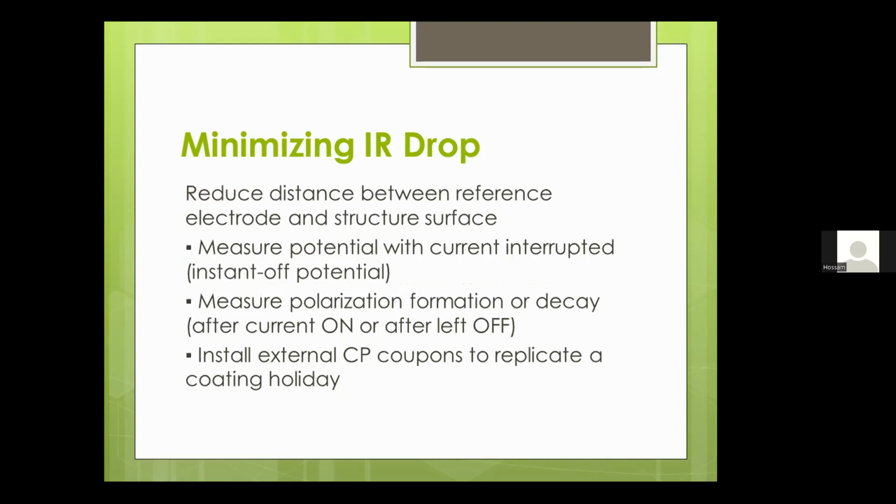How to minimize the voltage drop? By reducing the distance between the reference electrode and the structure surface as much as we can. Measure the potential with current interrupted, the instant off potential. Measure the polarization formation or decay after current on or after shut off. We can install external cathodic protection coupons to replicate a coating holiday.